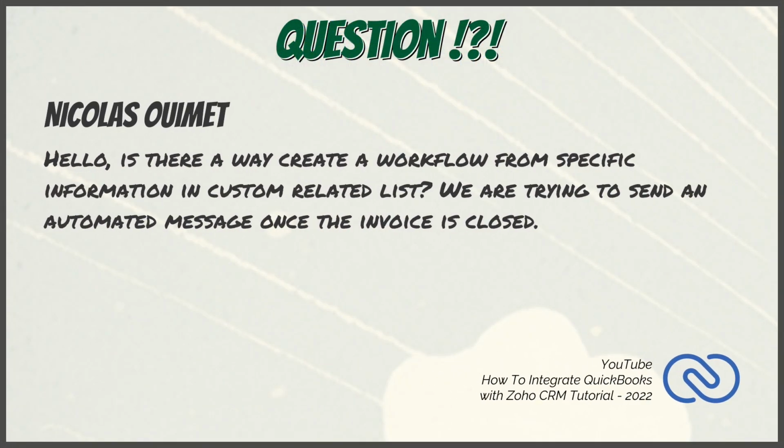Alrighty, jumping into the next question. This one comes from Nicholas on a YouTube video, how to integrate QuickBooks with Zoho CRM tutorial. Just for context, in this video we're walking through using what's called an XML related list to show QuickBooks data, where the data comes into Analytics and we build a special little widget in CRM to show the data in CRM. So it doesn't actually live there, it's just referencing it. The question asks, hello, is there a way to create a workflow from specific information in a custom related list? We're trying to send an automated message once the invoice is closed.